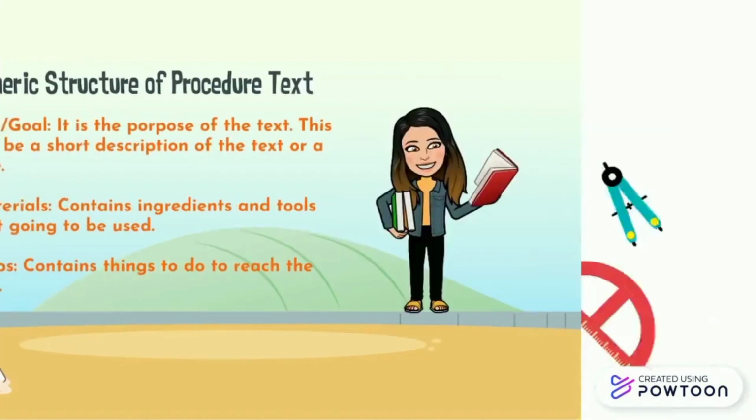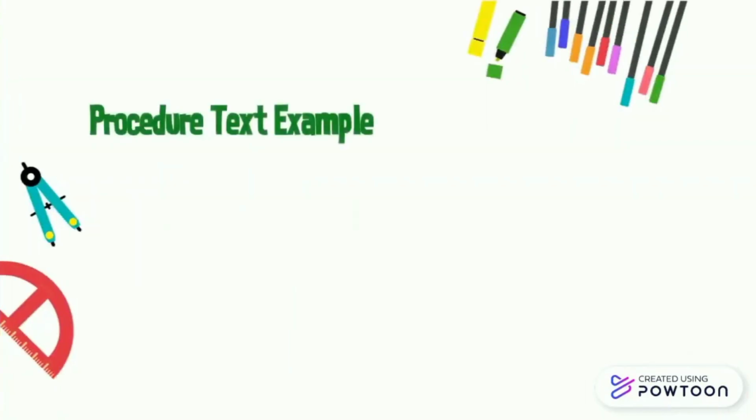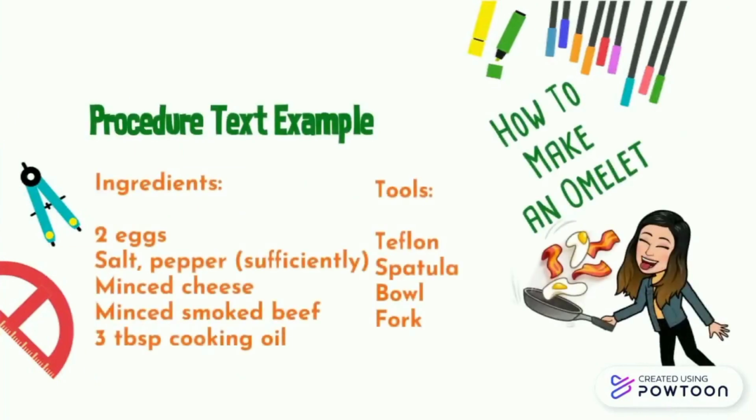So, the next slide is about an example of procedure text. In this slide, I would like to show all of you how to make an omelette. The ingredients are eggs, salt, minced cheese, smoked beef, and cooking oil. And the tools that we use are a teflon, spatula, bowl, and fork.